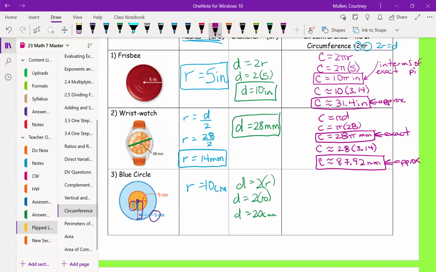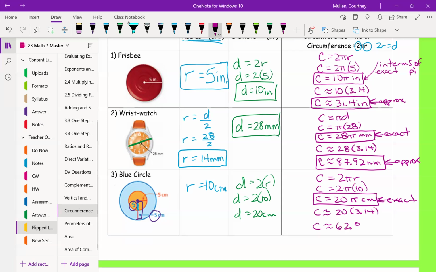Again, it gave us the radius, so we're going to use the radius formula, C equals 2 pi r. C equals 2 times pi, the radius was 10. 2 times 10 is 20 pi, and the units are centimeters. This is our exact answer. To get an approximate answer, we'll multiply 20 times the approximation value. And we have approximately 62 and 8 tenths centimeters.